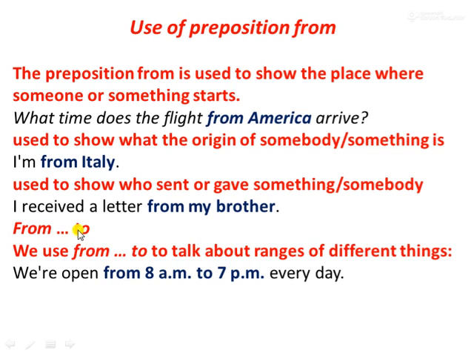From dot dot to. So in the previous section, when we were discussing the use of the preposition to, we also discussed this structure. So here this is also the same as the previous one. We use from dot dot to to talk about a range of different things. So we are open from 8 a.m. to 7 p.m. every day. So this is mentioning a range of time.